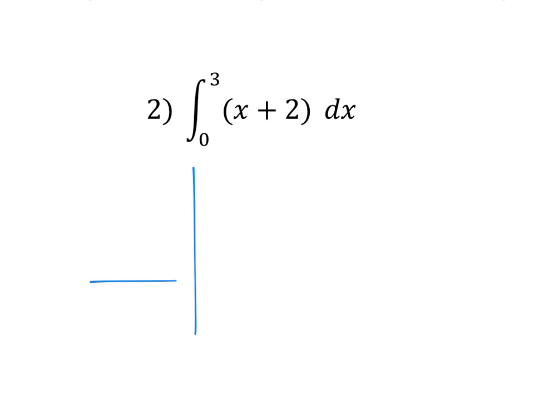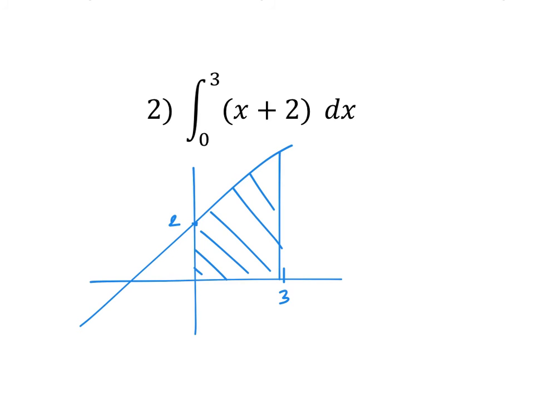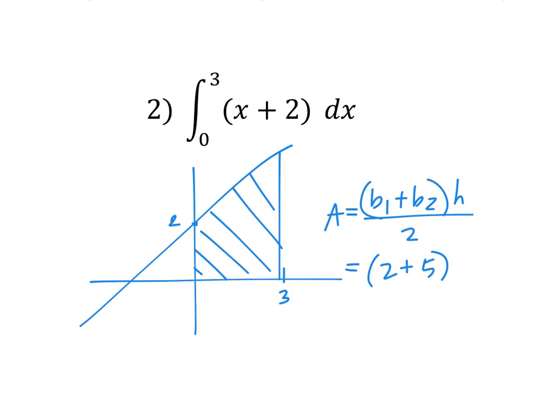Okay, this one. What is the curve? x plus 2. X plus 2 is just a diagonal line with an intercept of 2, from 0 to 3. So it's a trapezoid. Trapezoid area is b1 plus b2 times h over 2. B1, the shorter one, is 2. The longer one is 5, just plug in 3 into the function. The height is 3, and then over 2. So that is 21 over 2.